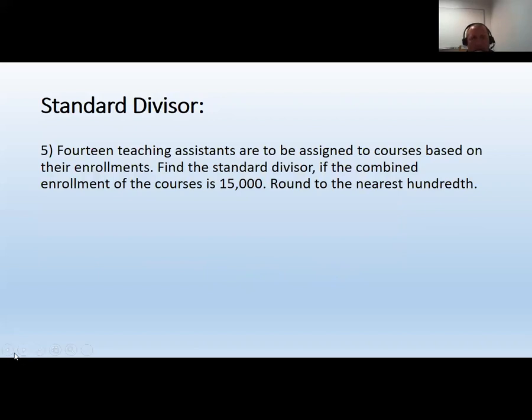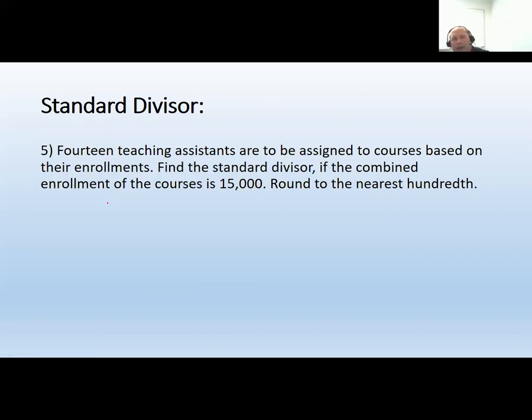All right. This is a standard divisor problem. We'll just do this one together since there's really just one step to it. This says 14 teaching assistants are to be assigned to courses based on their enrollments. Find the standard divisor if the combined enrollment of the courses is 15,000, round to the nearest hundredth.